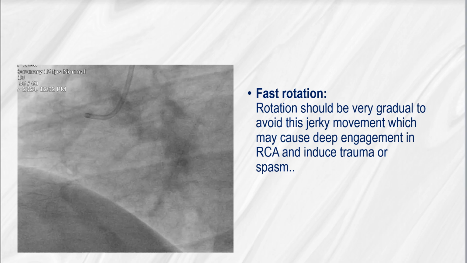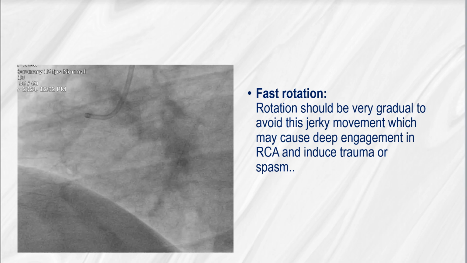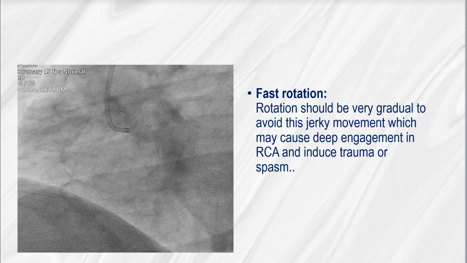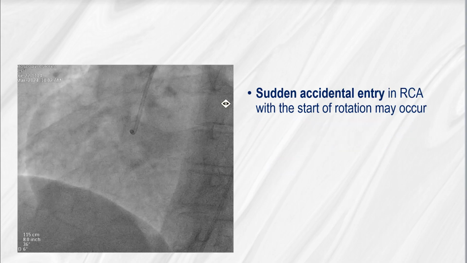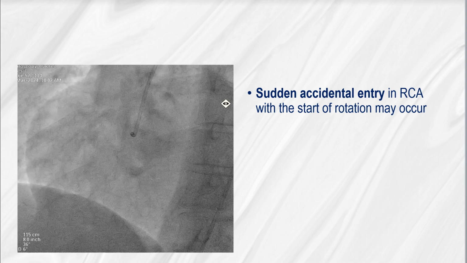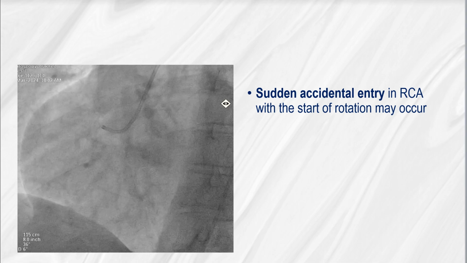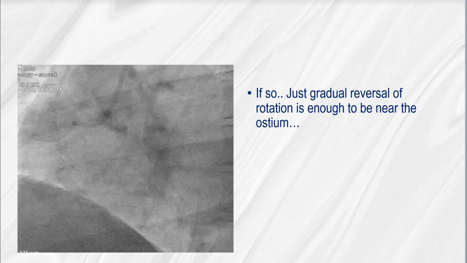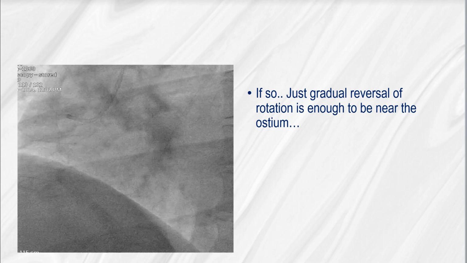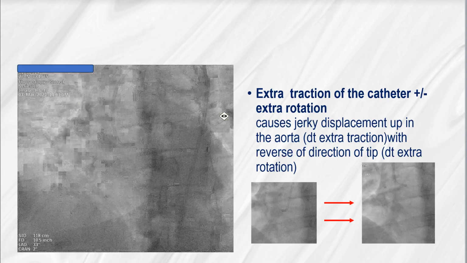Rotation should be very gradual to avoid this jerky movement, which may cause deep engagement in the RCA and induce trauma or spasm. Sudden accidental entry in the RCA with the start of rotation may occur. If so, just gradual reversal of rotation is enough to be near the ostium. This is followed by checking pressure and injection.